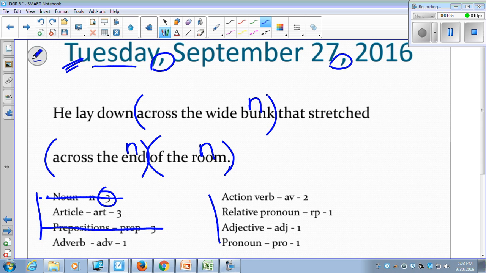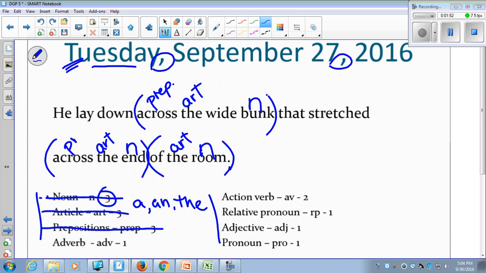Another easy place to start, especially if you are uncomfortable, are articles. These are a, an, the, and we have three articles. We have the wide bunk, the end, and the room. They're your articles. Now, I forgot, prepositional phrases start with prepositions. So there we can label our prepositions. These are some of the most common prepositions, especially of, in the English language.